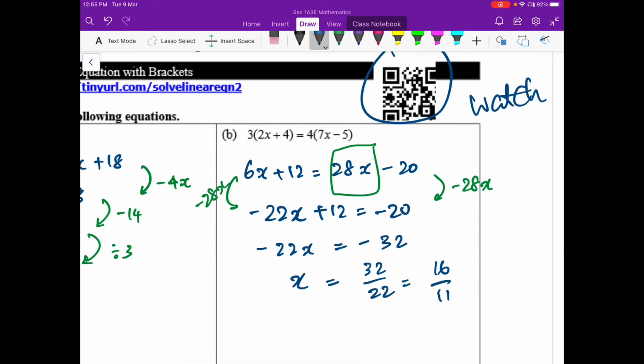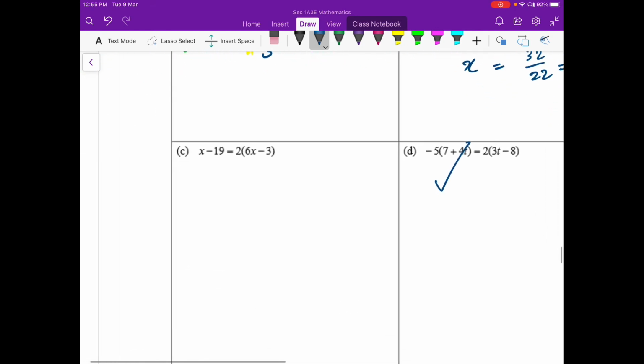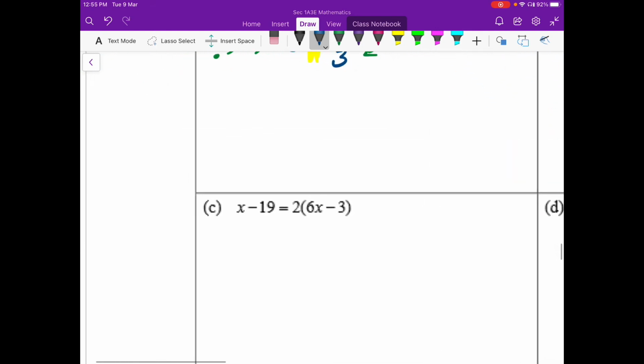Okay, who got 16 over 11 by yourself? The rest, please try. Next, part C. x minus 19 equals 2 times (6x minus 3). So expand. x minus 19 equals 12x minus 6.